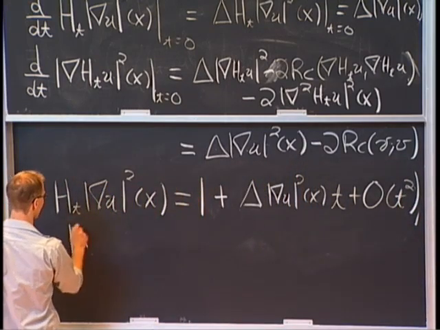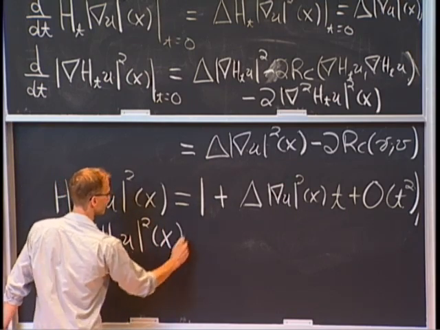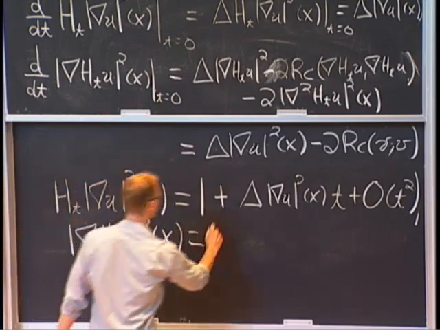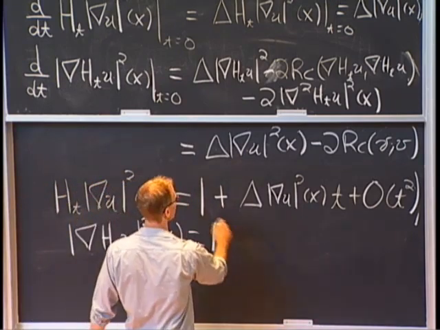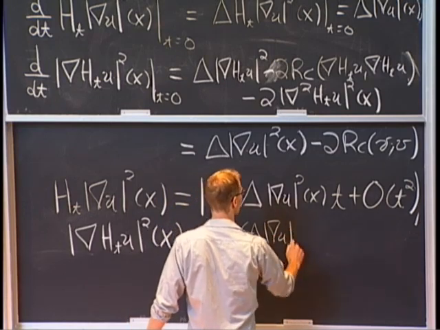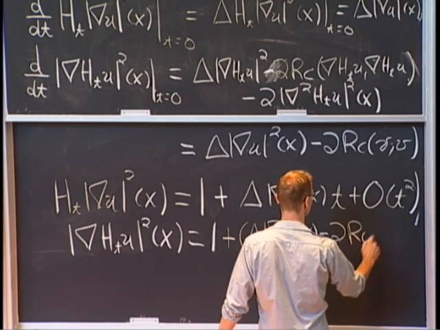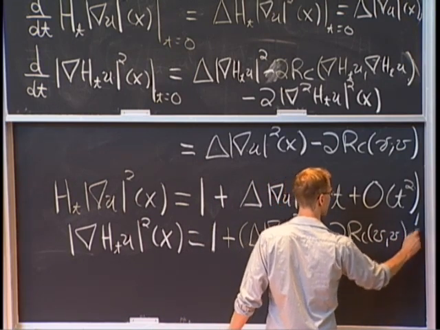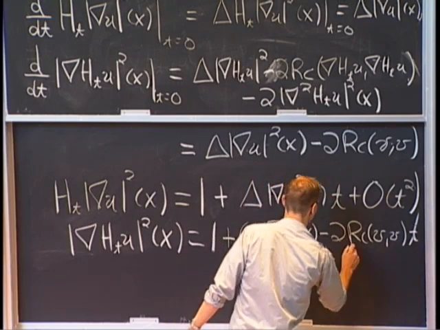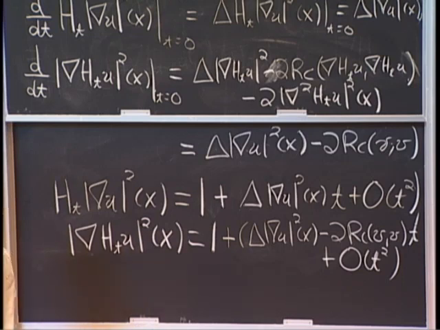And on the other hand, we have the gradient of h sub t u squared of x. Well, it's equal to 1 plus, well, what's the t term? It's plus the Laplacian of the gradient of u squared of x minus 2 times the Ricci of vv times t plus O of t squared. In fact, I'm pretty sure when I did my notes, I did my computation wrong because I don't need this at all, and that just disappears.